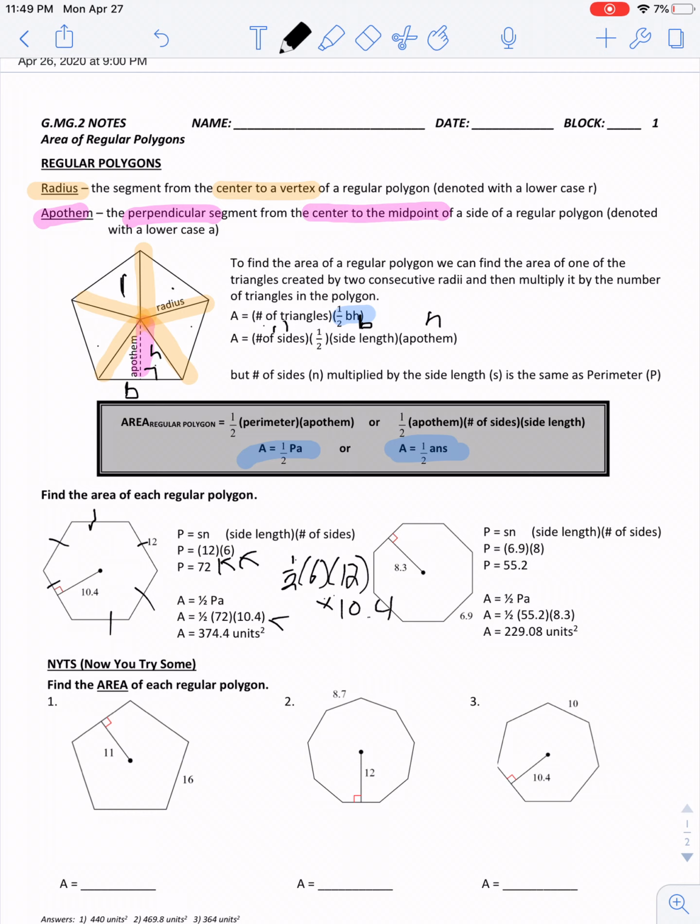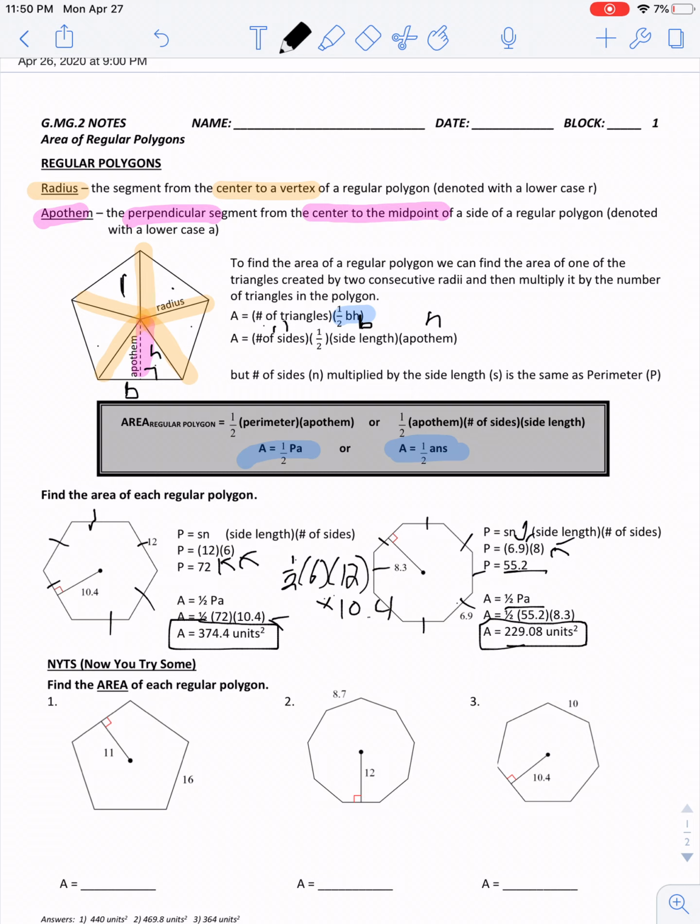Regardless of how we set that up, whether you find the perimeter or you plug it all in and multiply at once, you're going to get 374.4 units. All right, and a lot of times with these, you might get decimals. That's okay. Same thing on the second one. This one is an octagon, so that means there's 8 sides. Each side is 6.9, so the perimeter is 55.2. They take 1/2 the perimeter times the apothem and get 229.08.